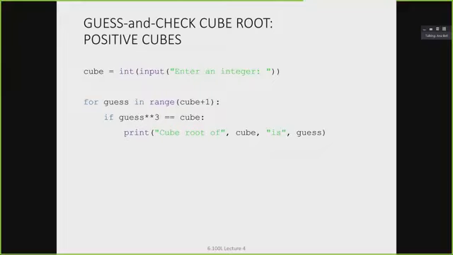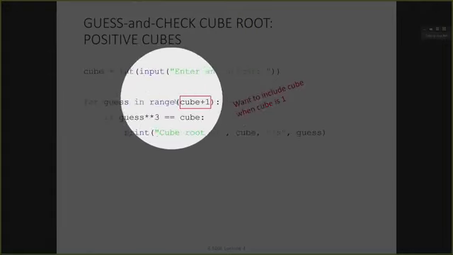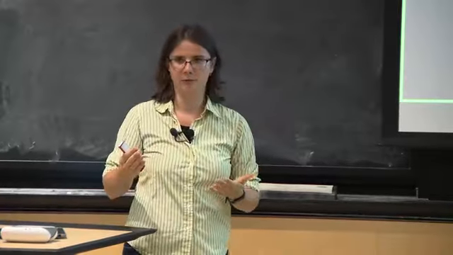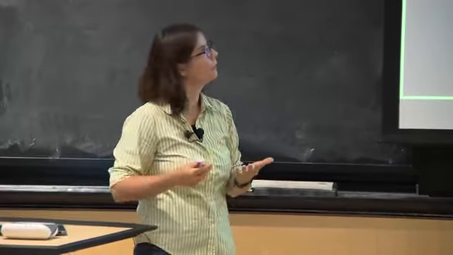So the way the code works with a for loop is we're going to iterate through all the possible values. So we have for our guess in range some number, so we're going to check all the values 0 all the way up through cube plus 1. The reason why we did the plus 1 is because if the user gives us the number 1, we want to check 1 itself, right? If we didn't have cube plus 1, if we just had cube, we would mistakenly stop at 0, even though 1 is a perfect cube.